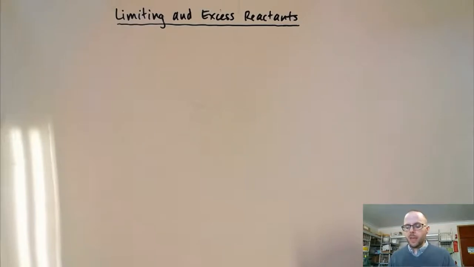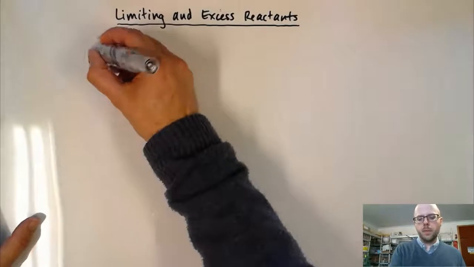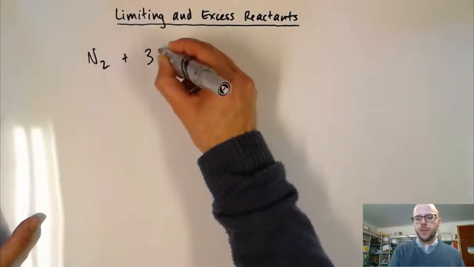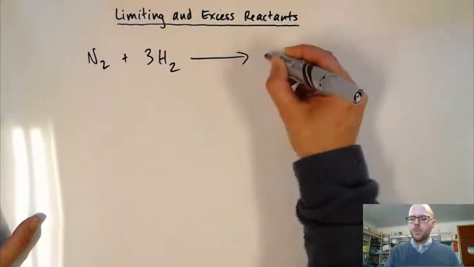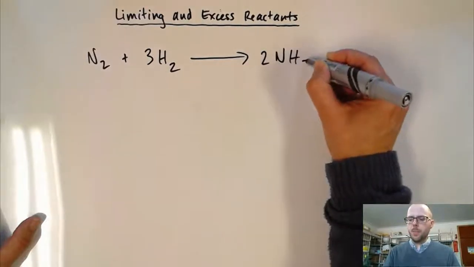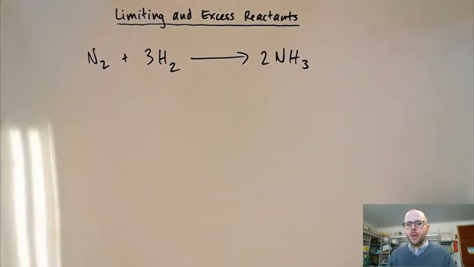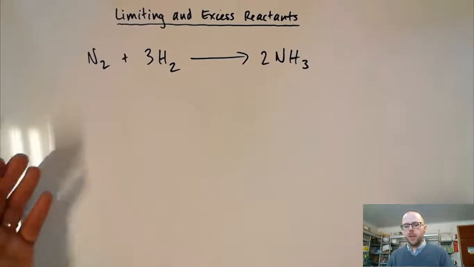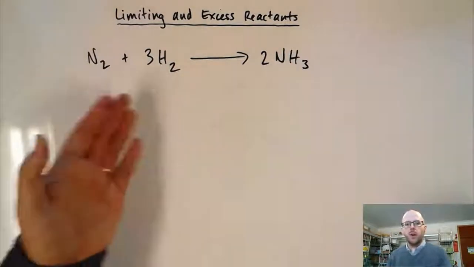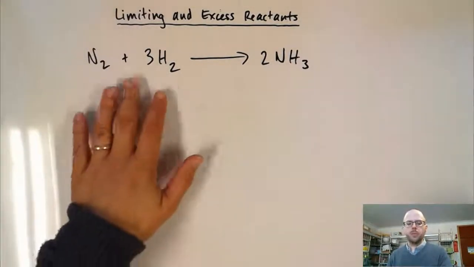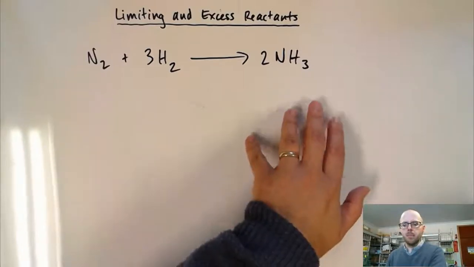In today's video we're going to be discussing the concept of limiting and excess reactants in stoichiometry. So far we've been looking at chemical reactions in chemical processes like this one, when nitrogen gas reacts with hydrogen gas to form two lots of ammonia gas. And we've been looking at how many moles of our reactants will combine and form how many moles of products.